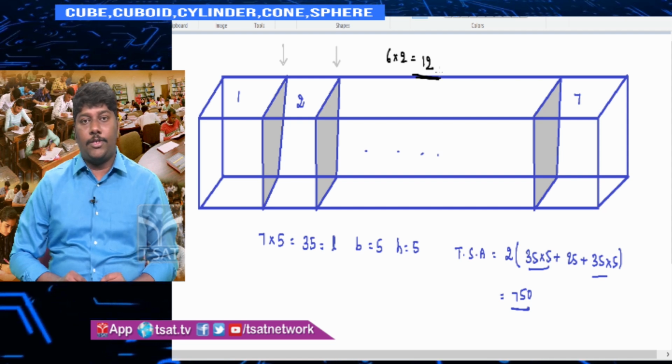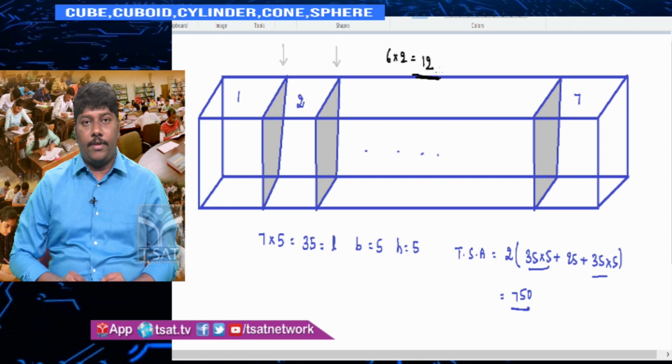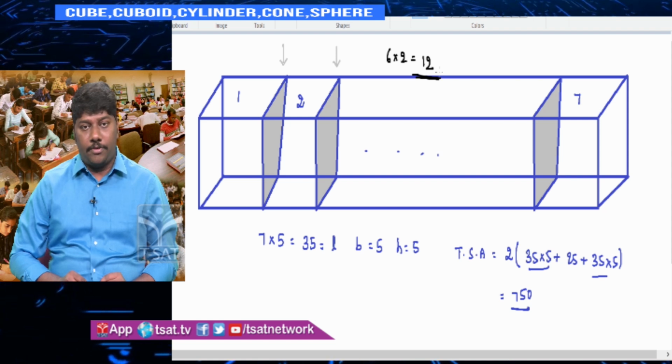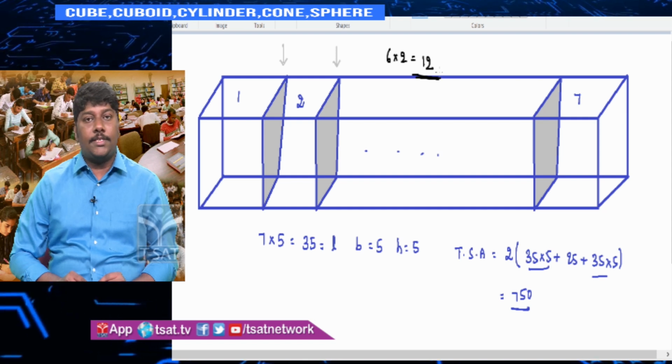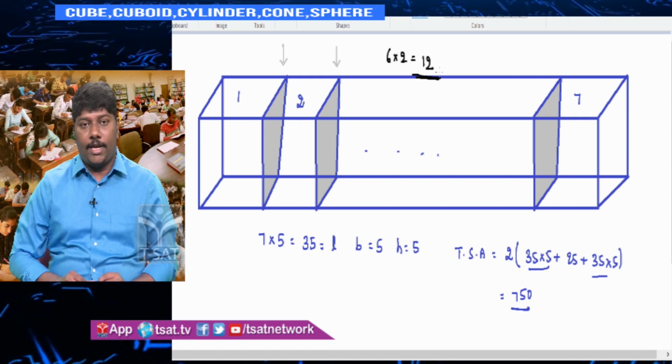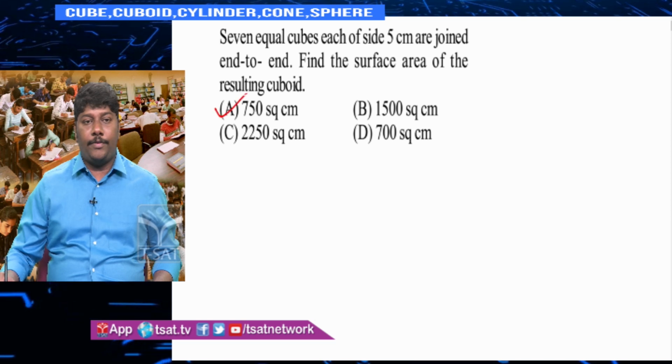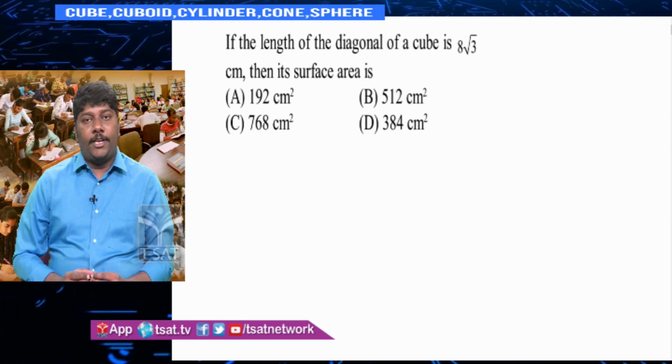Now, what is the area of each square here? Edge is 5, therefore the area of a square is 25. There are 30 squares, therefore 30 into 25 gives you 750 centimeter square as the area. So the answer is 750 square centimeters. Look at the next problem.